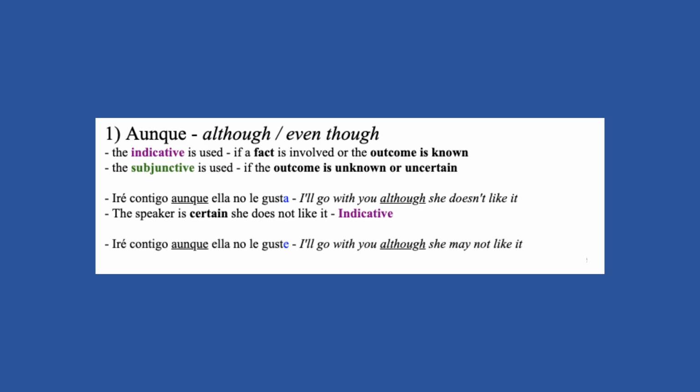Iré contigo aunque ella no le guste. In this case, we are not entirely certain if she does not like it. She may like it or she may not like it, but we can't say with certainty. Therefore, we use the subjunctive.